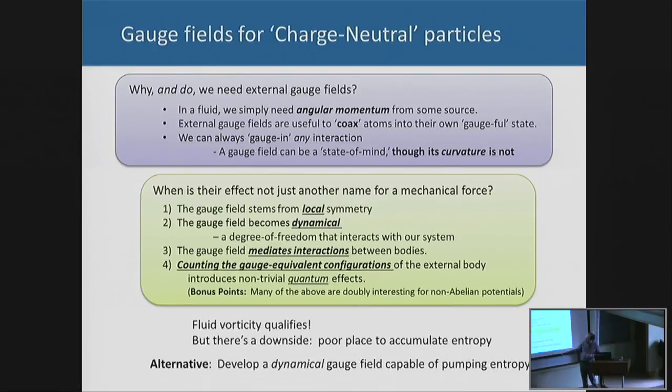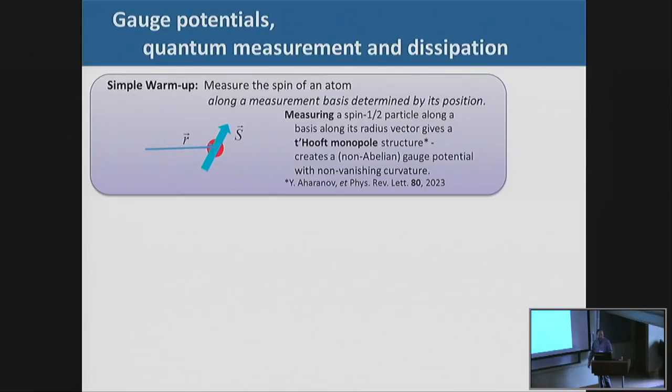Okay, so fluid vorticity obviously qualifies for these, but there's a downside to this, which is that it's a poor place to accumulate or dump entropy. So what we want to do is develop a dynamical gauge field which is capable of pumping entropy around in the system. So I want to do a simple warm-up for this, and it's based on the idea of dissipation being a form of quantum measurement. And so I want to imagine taking a spinful atom, and imagine that we make a measurement of the spin of the atom along a basis which is in the direction of the coordinate of the particle.